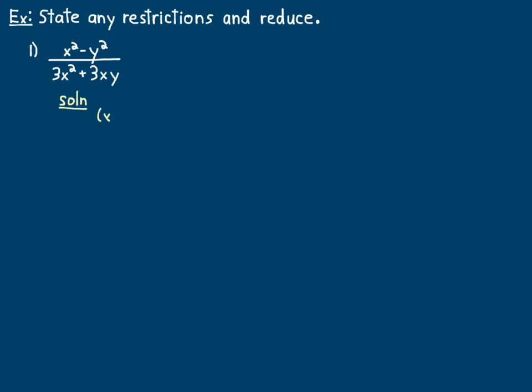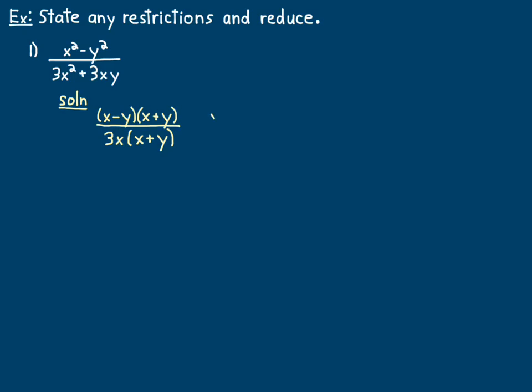I'm going to factor that. The top one is a difference of two squares, so it factors as the conjugate, x minus y times x plus y. The bottom has a common factor of 3x, so I factor that out, and I get x plus y for my other factor. Now don't cancel the x plus y's yet, because you need to find your restrictions before you reduce, always. Even if they ask you to reduce it, and then part 2 says what are the restrictions, you have to go back to before you reduced to find the restrictions, okay?